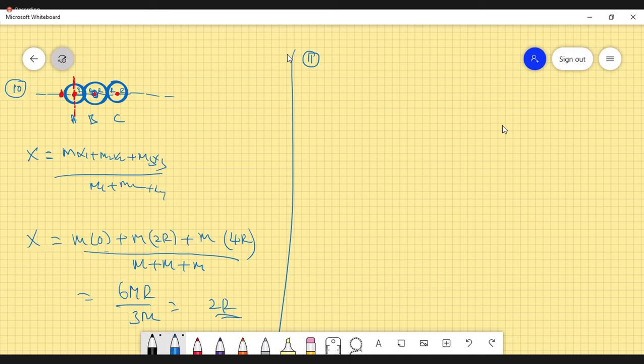Now the boy is moving from one end to the other end. Then what is the center of mass of the boat and boy system? What is the center of mass?